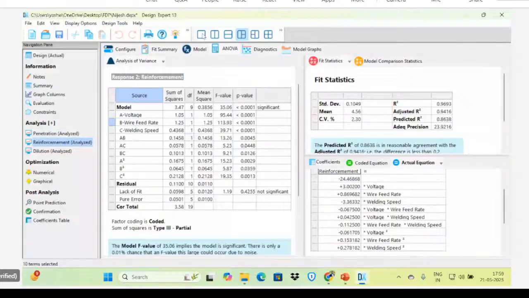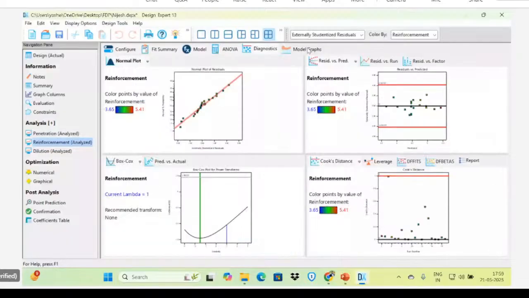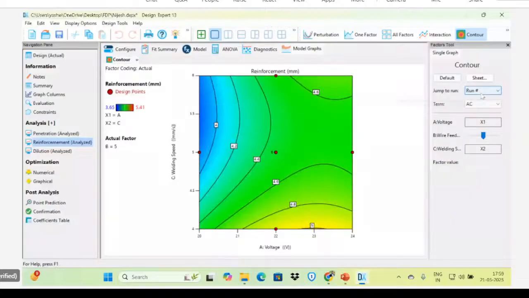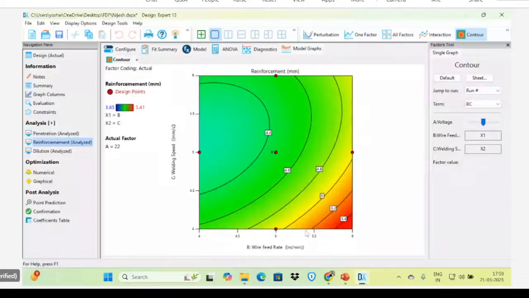Then there are the diagnostics and then the model graphs. This is the contour graph. We can get all the combinations here, AC, BC. By increasing the feed rate and decreasing the welding speed, we can get higher reinforcement values. So 3.65 is the minimum and 5.41 is the maximum value, and this is controlled by this.